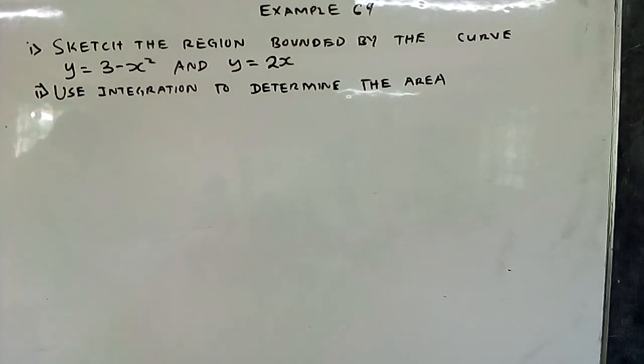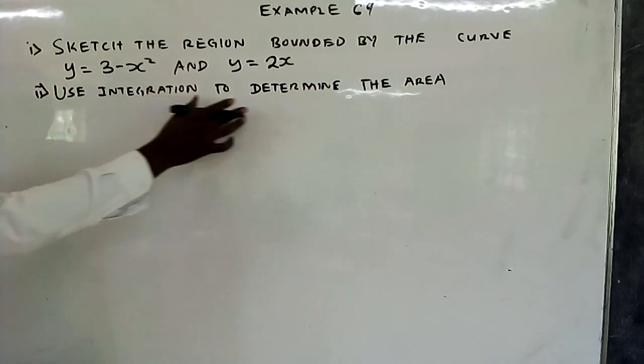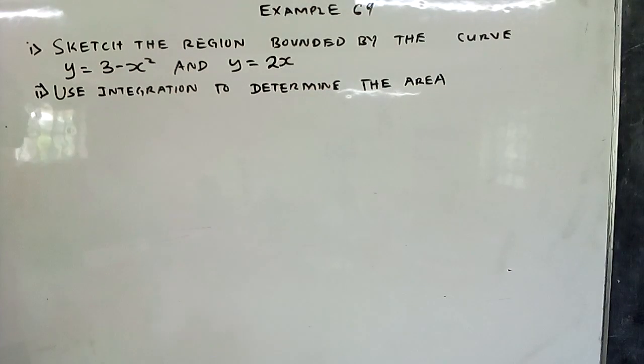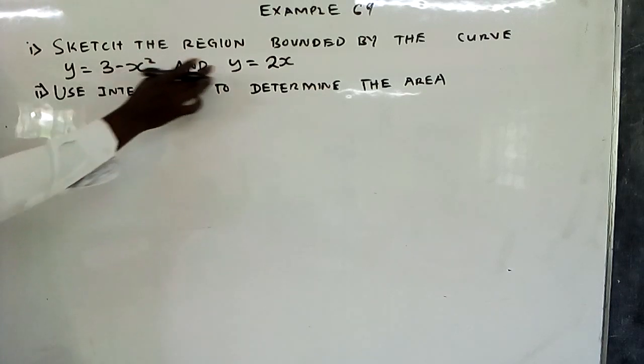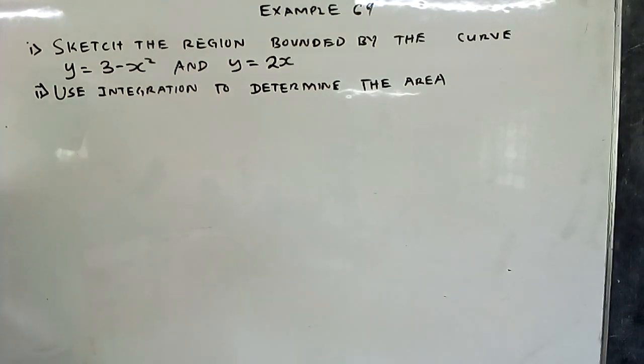Hello. Example number 69. Sketch the region bounded by the curves y equals 3 minus x squared and y equals 2x, and use integration to determine the area. So, for you to sketch the region bounded by these two curves, you must find the points where the two curves are intersecting, isn't it?